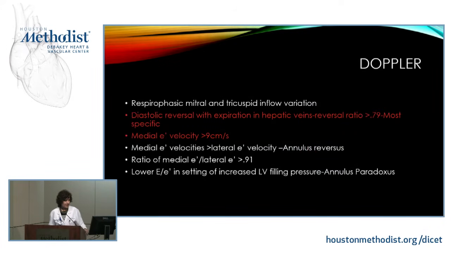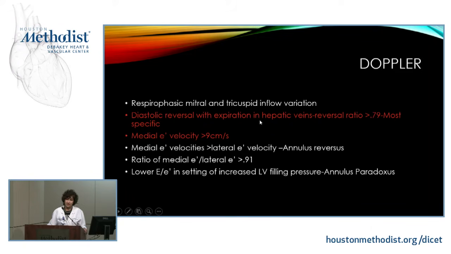So Doppler findings are respiratory mitral inflow variation, diastolic, but you can see this variation in many things. You can see it in tamponade, you can see it in COPD patients, you can see it with RV failure. So they are not very specific for constriction.